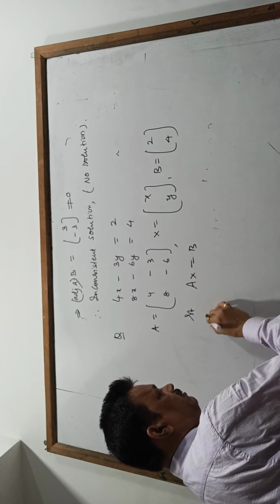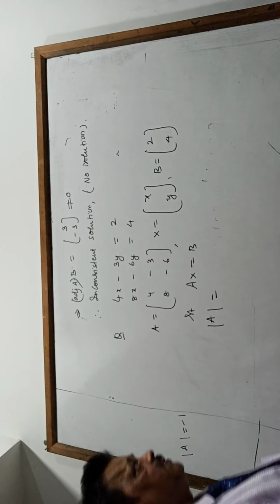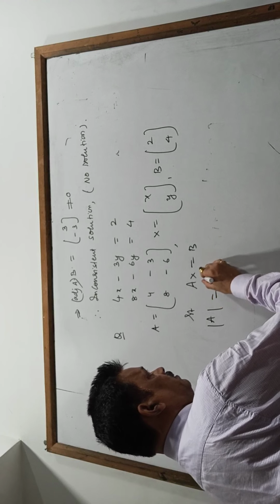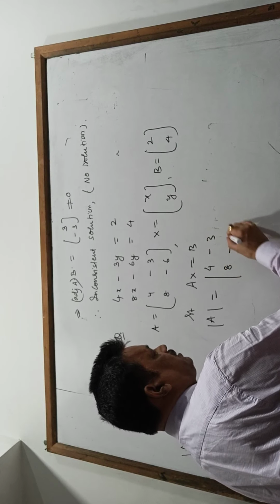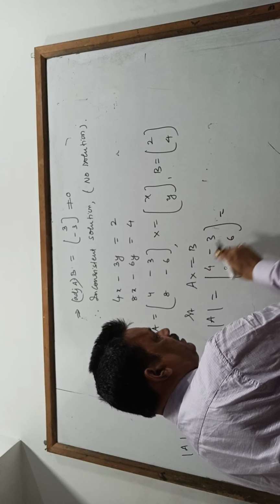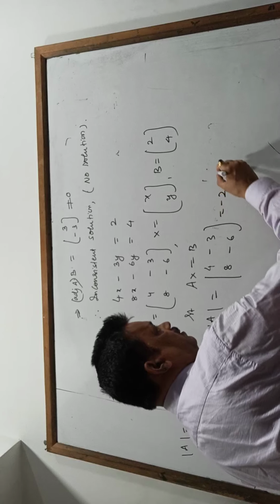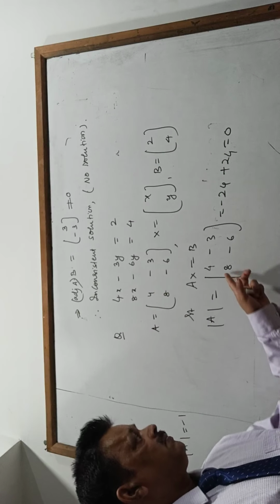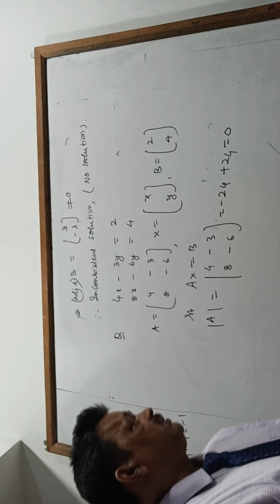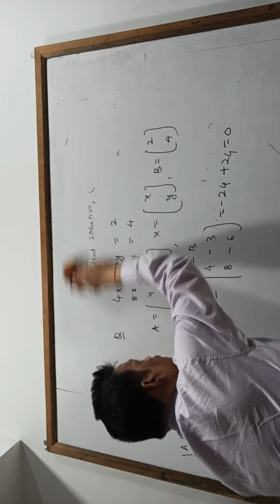So first you have to find what is the determinant of A. Determinant of A will be |4 -3; 8 -6|. This is minus 24 plus 24. Again it became 0. So what you have to do? Again you find adjoint of A.